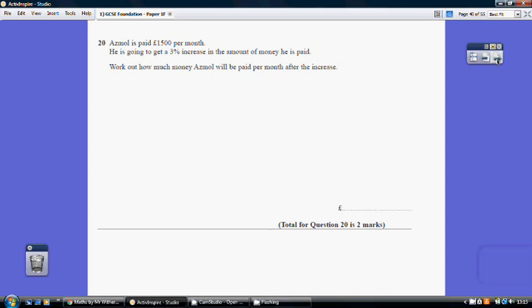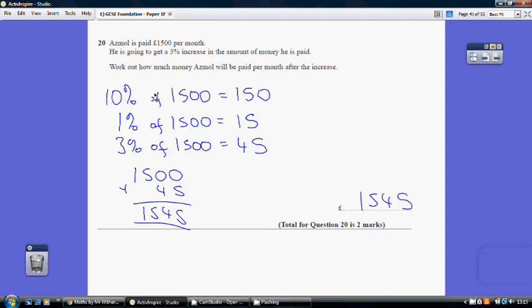Question 20. So 10% would be a tenth of 1,500, which would be £150. Now 1% would be a tenth of this, so that's £15. So 1% is £15. 3% is going to be 3 times as much as 15, which is 45. So work out how much money they get after the increase. It's going to be 1,500 plus the 45, which is 1545.